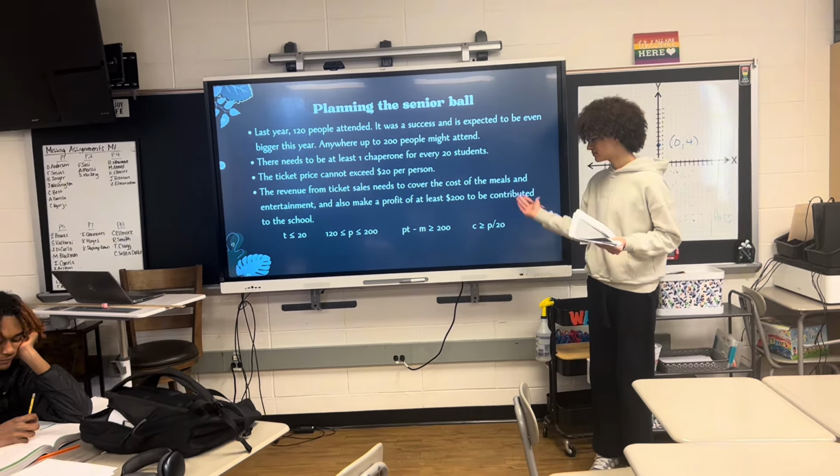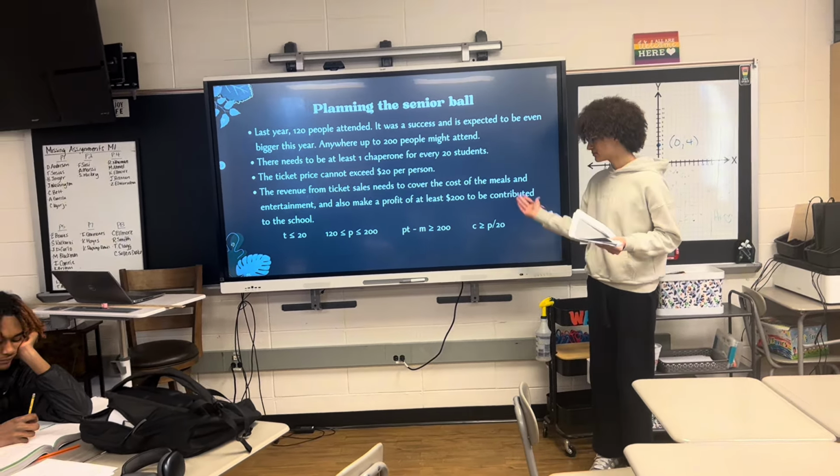So the last one says the revenue from ticket sales needs to cover the cost of the meals and entertainment, and also make a profit of at least $200 to be contributed to the school. So PT, we already figured out that P is the people attending and T is the ticket price. So that together is your revenue from the ticket sales, because based on the amount of people attending, that's how many tickets you're going to sell, and that's how much money you're going to get. So we know that that's what PT stands for. So we've got to figure out what M stands for.